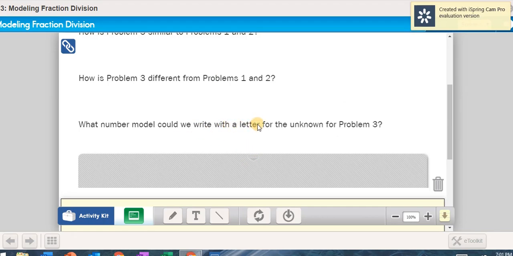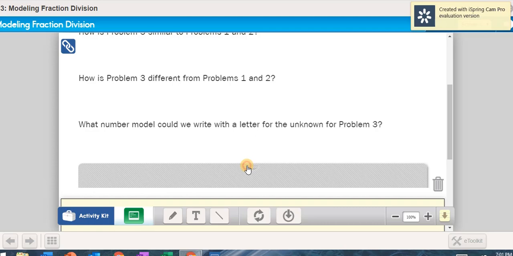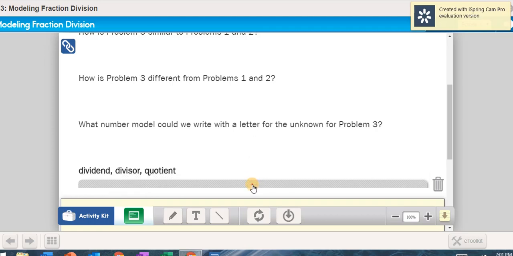What letter would we write for the unknown for problem 3? You can use P for piece, or you can use M for meter. I would like P for piece.